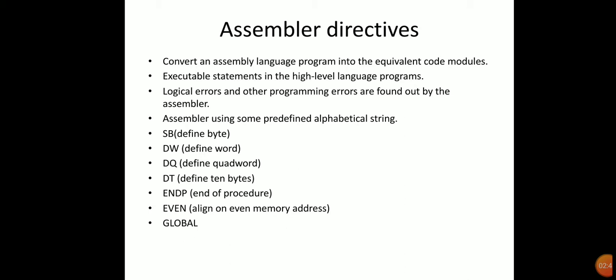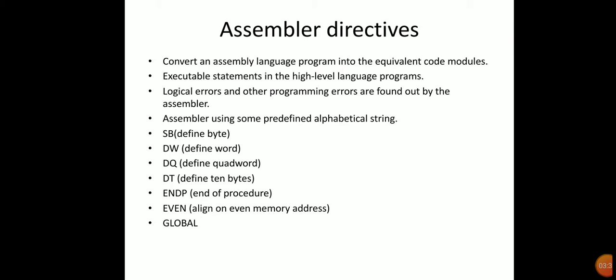So here the following set of predefined instructions direct the assembler to reduce logical errors and syntax errors. So the assembler, when writing an assembly language program, uses the predefined alphabetical instructions in our 8086 microprocessor. So these kinds of sets of instructions and operations are called assembler directives.